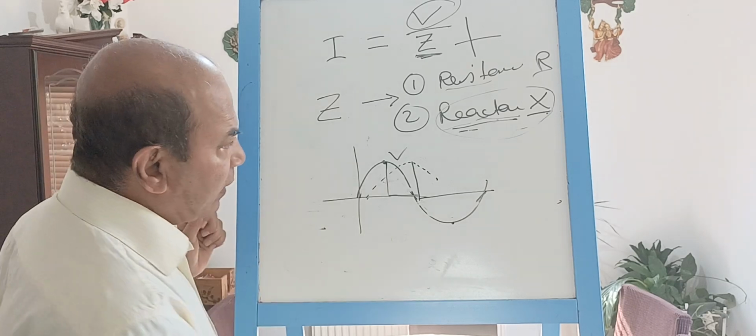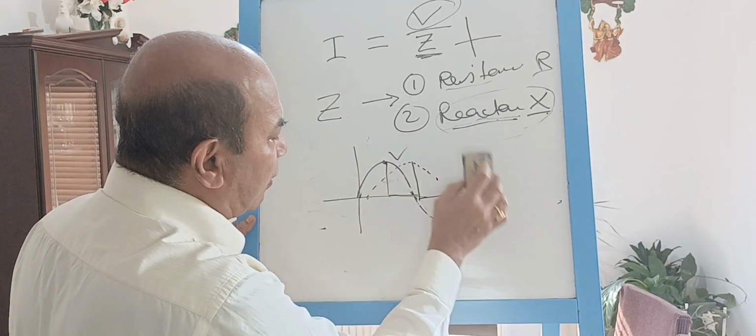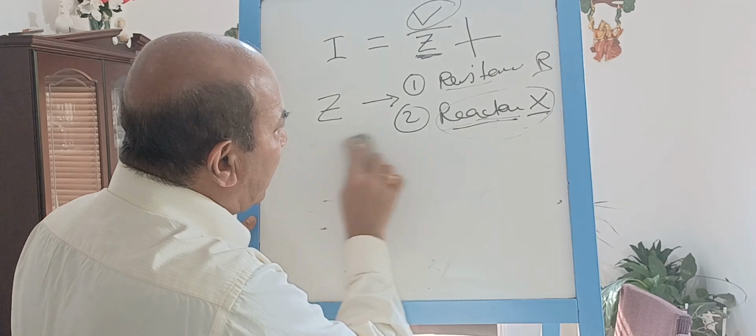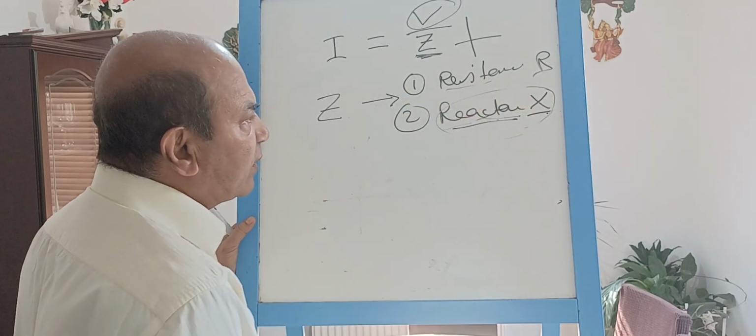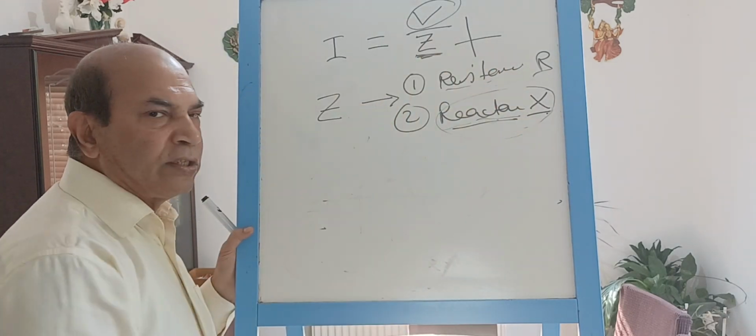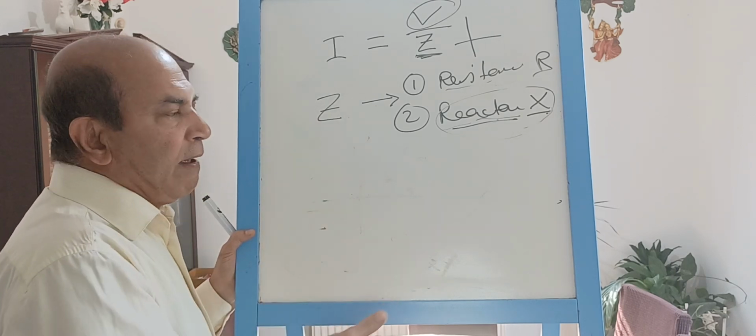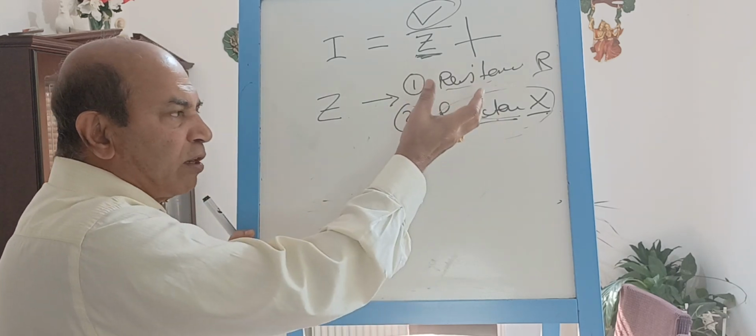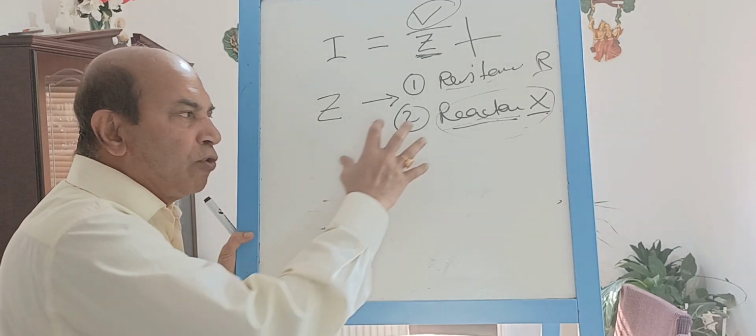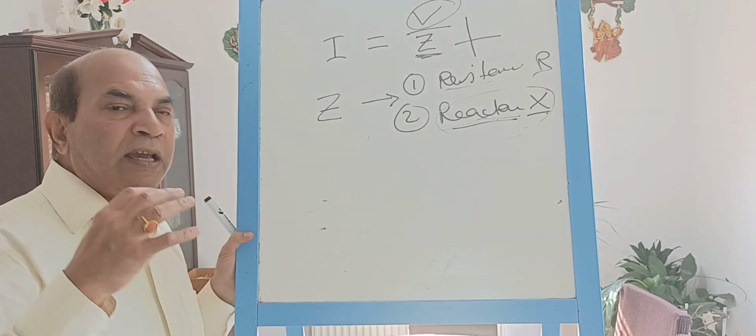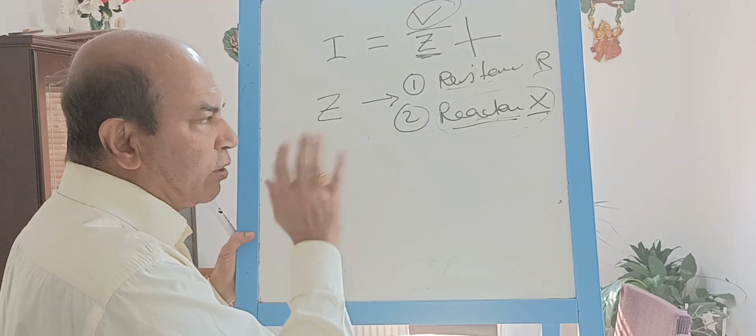Now these two, resistance and reactance, do not work in line with each other. The current which is flowing through the resistance, we call a heating current. It produces I square R loss. And the reactance current does not produce an I square R loss, but it produces another type of loss, we call it a hysteresis loss. That is, we are not going into that part.